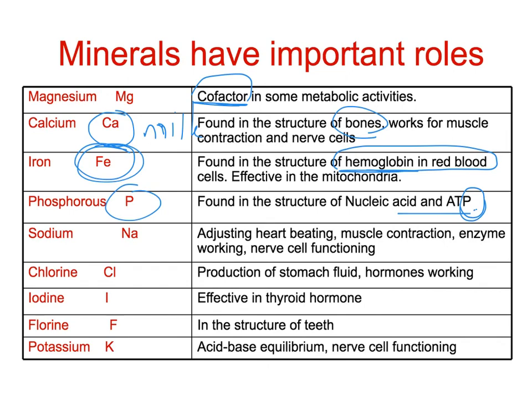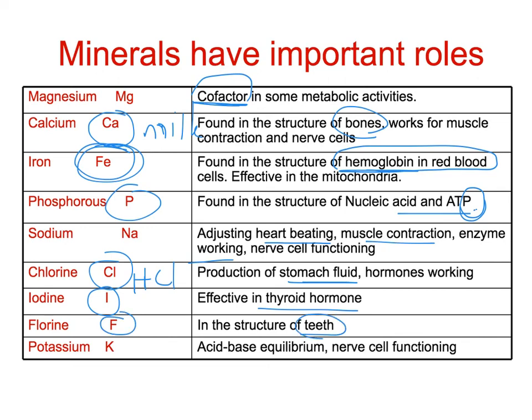Sodium is important for adjusting heartbeat, muscle contraction, enzyme working. And chlorine is important for stomach fluid because there is hydrochloric acid in your stomach, and the acidity is important for stomach fluid. There is iodine, effective in thyroid hormone. You remember the disease of goiter. Fluorine is important for teeth.